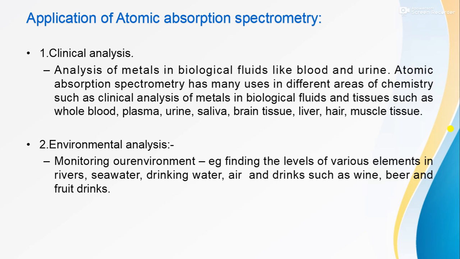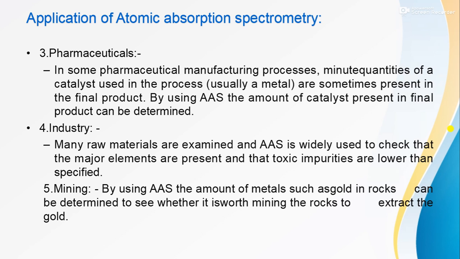2. Environmental analysis. Monitoring our environment, e.g. finding the levels of various elements in rivers, seawater, drinking water, air, and drinks such as wine, beer and fruit drinks. 3. Pharmaceuticals. In some pharmaceutical manufacturing processes, minute quantities of a catalyst used in the process, usually a metal, are sometimes present in the final product. By using AAS, the amount of catalyst present in the final product can be determined.